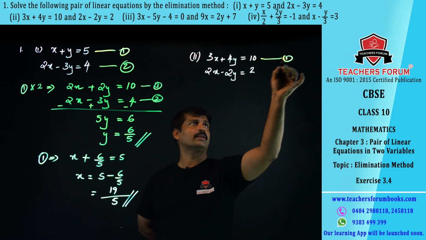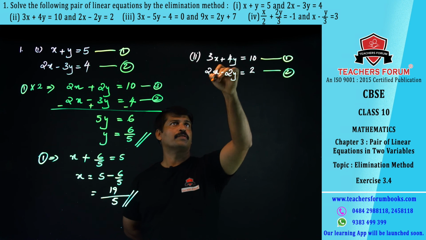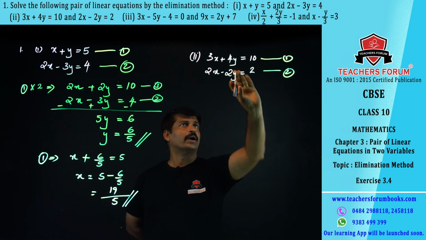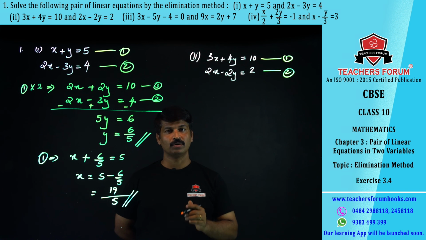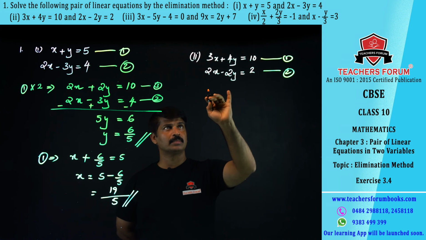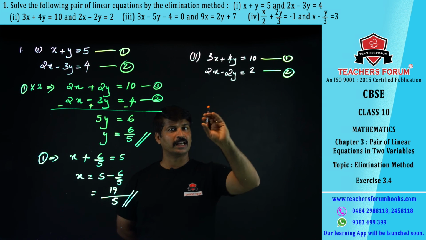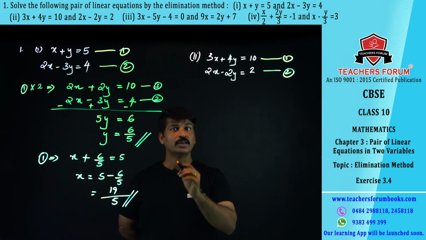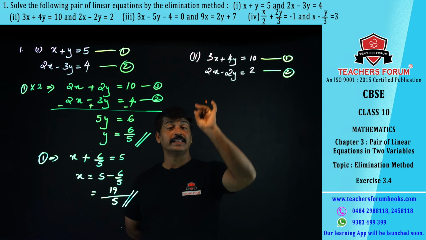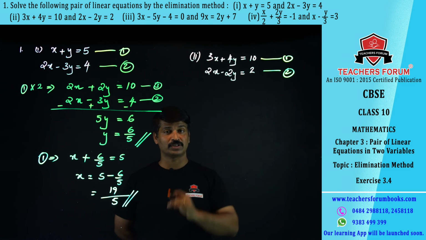Here, this is equation number 1, equation number 2. You see, the coefficient of x are not equal, y are also not equal. So, how can you solve this value of x and y using elimination method? The first step is you have to make the coefficient of x equal or coefficient of y equal.